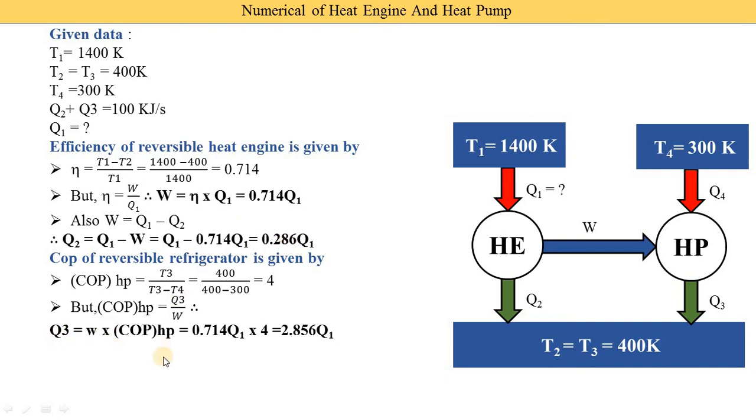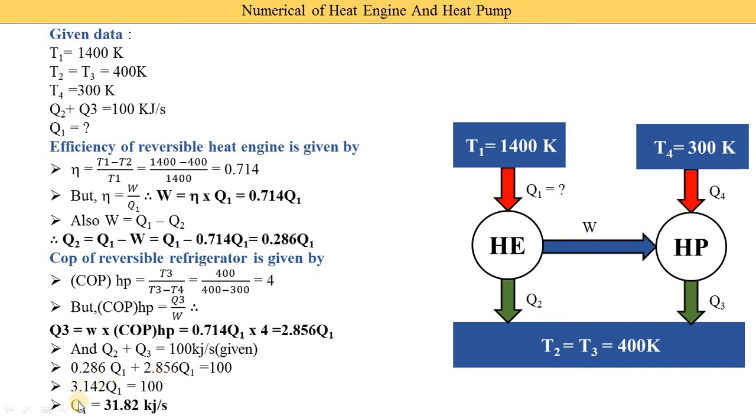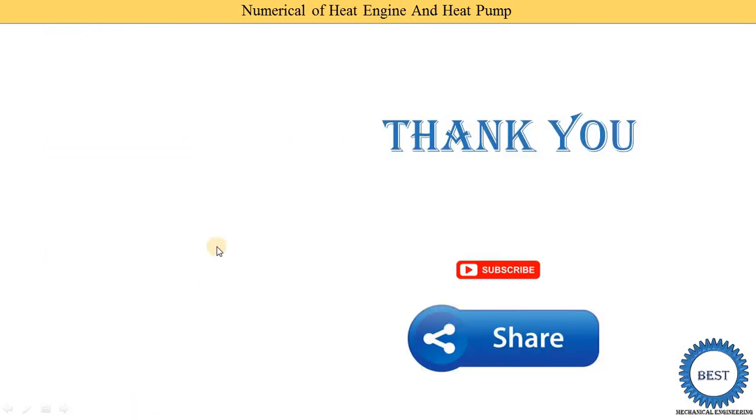Now here we know the value of Q2 with respect to Q1, and we know the value of Q3 with respect to Q1. Okay, so we put these values of Q2 and Q3 in the equation Q2 plus Q3 is equal to 100 kilojoules per second. So 0.286 Q1 plus 2.856 Q1 is equal to 100. We do the summation of these two values and then further simplification, and then we are able to find out Q1. So Q1 is equal to 1.82 kilojoules per second.